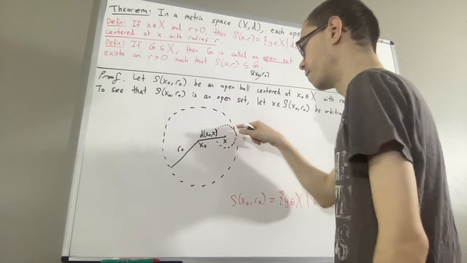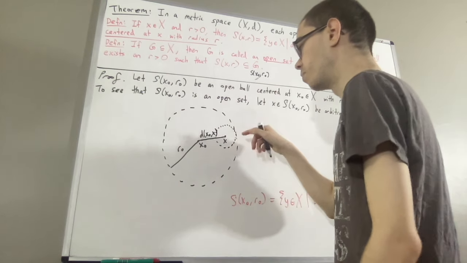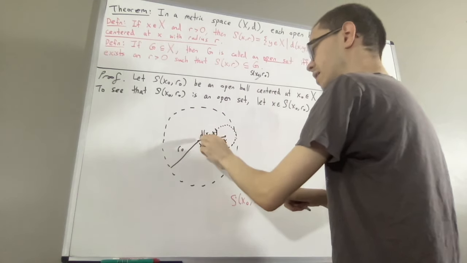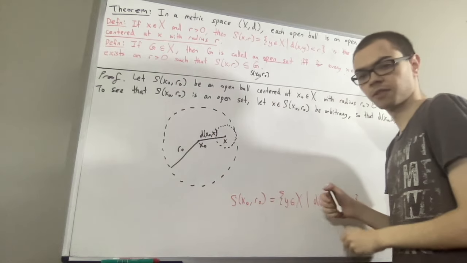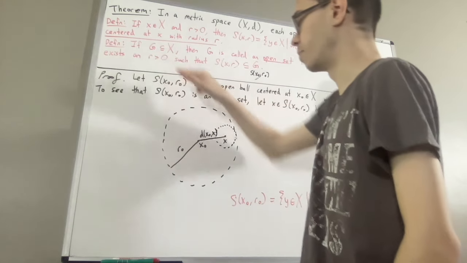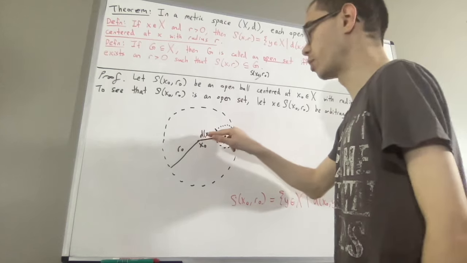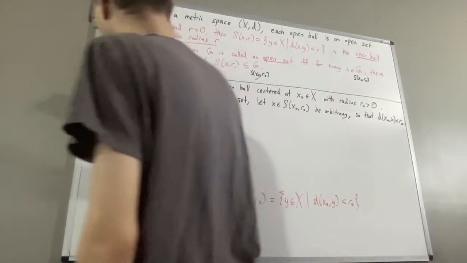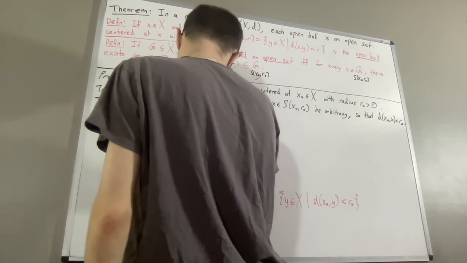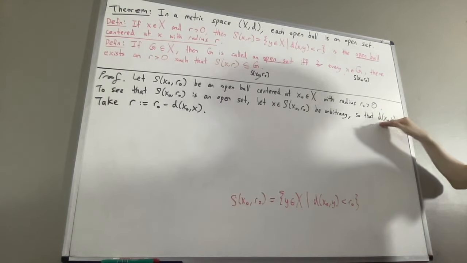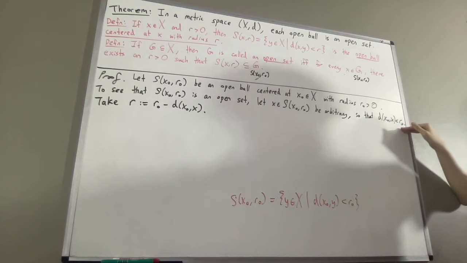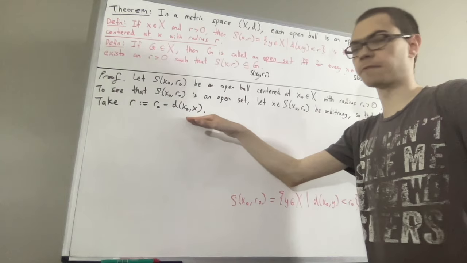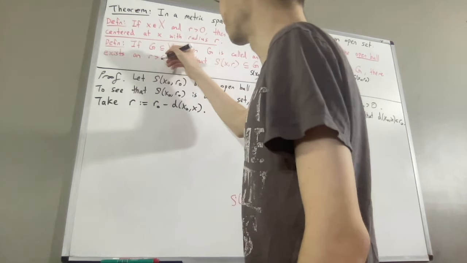But the radius of this open ball should just be this length minus this length, or in other words, r naught minus the distance between x naught and x. So we're going to take r to be r naught minus the distance between x naught and x. Since the distance between x naught and x is less than r naught, that implies that our choice of r is positive. So our choice of r satisfies this condition.